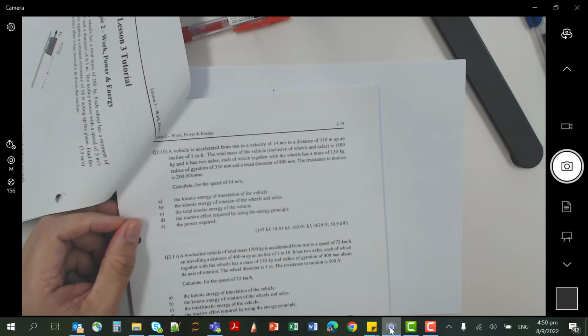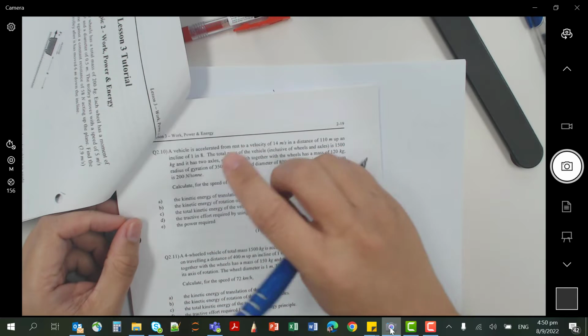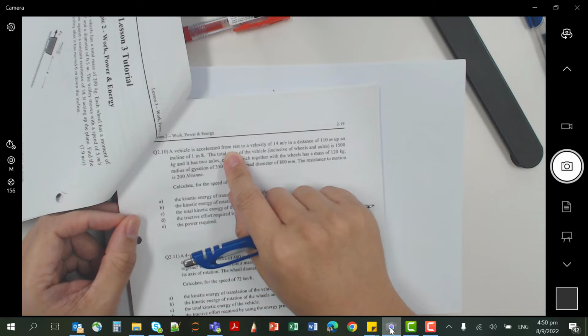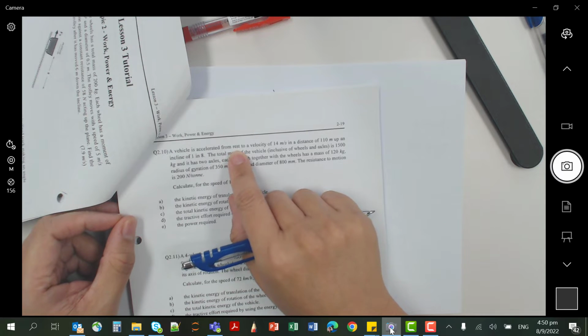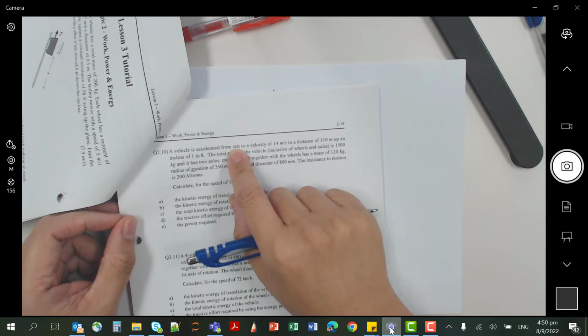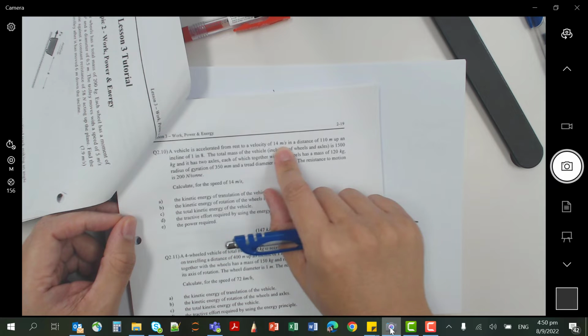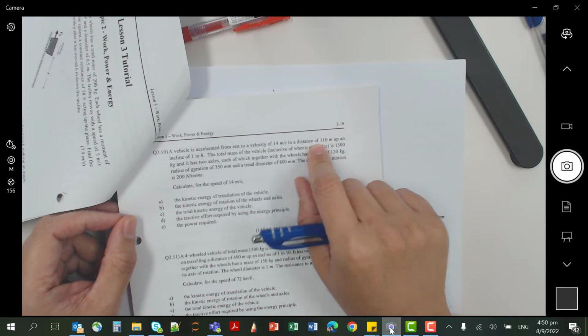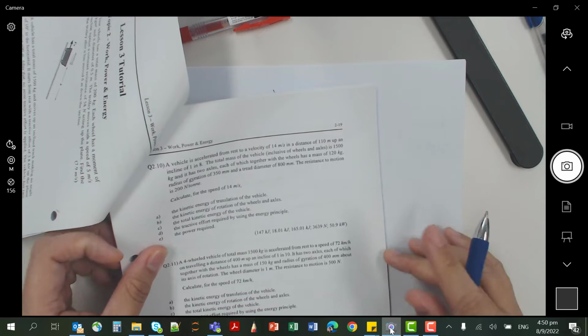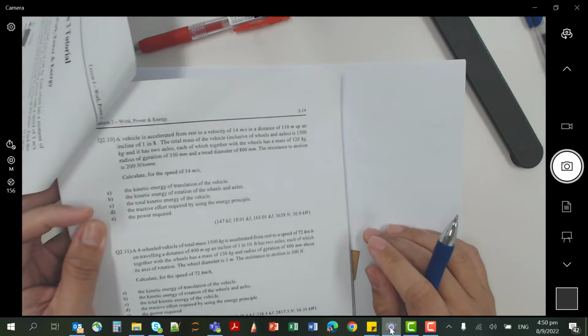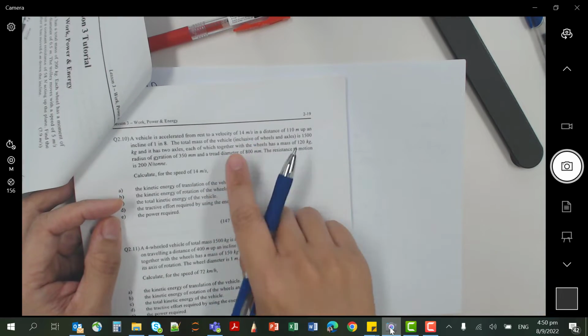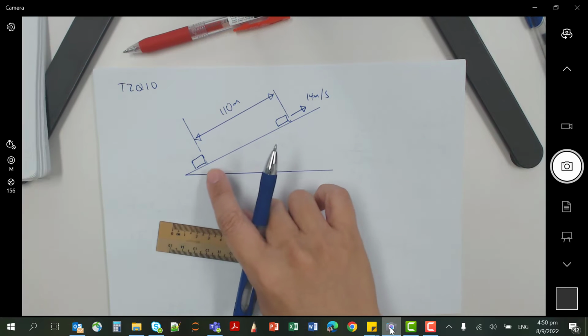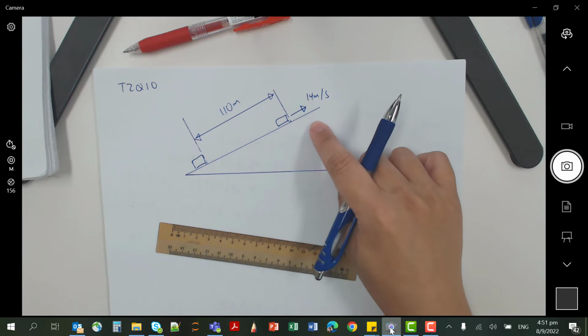So a lot of information you can get from the question. For example, accelerated from rest, meaning it starts with 0 speed, and it will go until 14 meters per second over a distance of 110 meters, incline of 1 in 8. And it is going up the incline, means the vehicle is going from down to up.